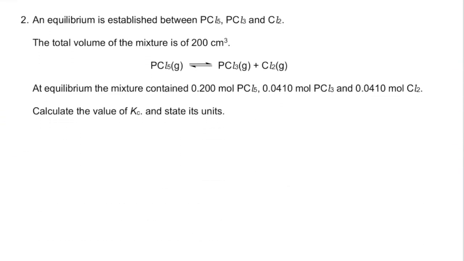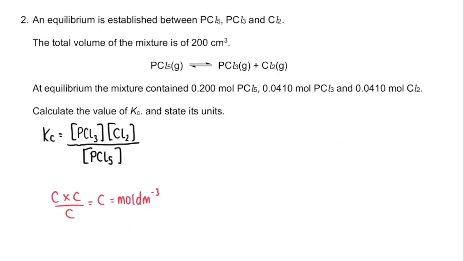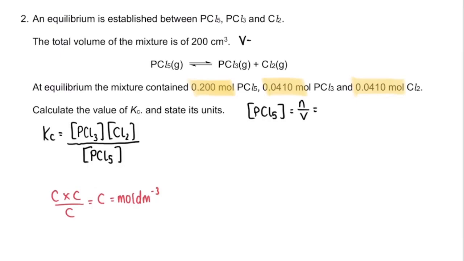So we've got ourselves another example here. Again, pause the video and have a go. Now what you might have spotted if you've been watching carefully here is that these are not concentrations. And so the first thing I'm going to have to do before I put them into this expression is turn them into concentrations. So I'm going to find my concentration of PCl5. Now remember that concentration is moles over volume in decimeters cubed. So this volume here is 200 centimeters cubed. I'm going to need that in decimeters cubed.